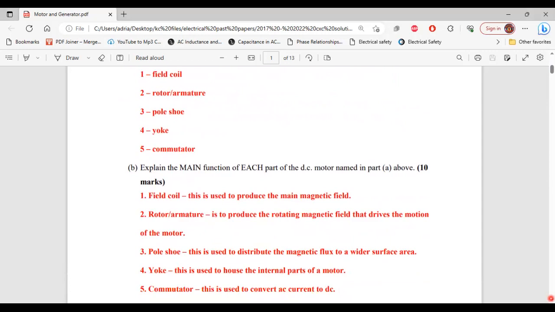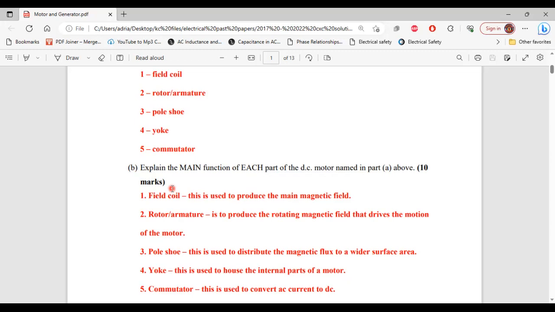For part B, it says explain the main function of each part of the DC motor named in part A above. All right, so the field coil is used to produce the main magnetic field that interacts with the rotating magnetic field of the armature. Next up, we have the armature. So this is used to produce the rotating magnetic field that drives the motion of the motor.